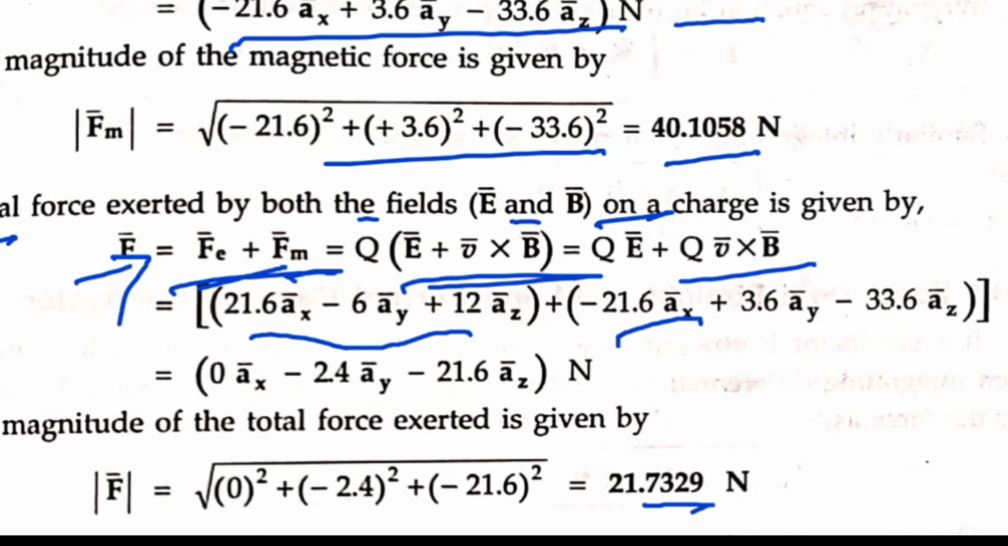First we substituted the two vectors, the Fe vector and the Fm vector. After that we added, and finally we obtained the magnitude 21.739. In this way we have to apply the Lorentz force equation to get the total force. That is the example.